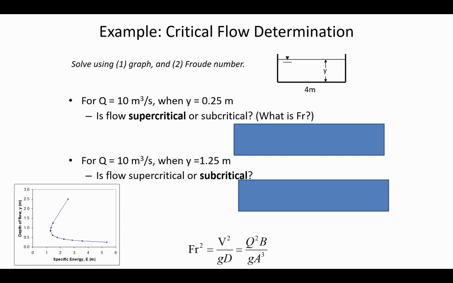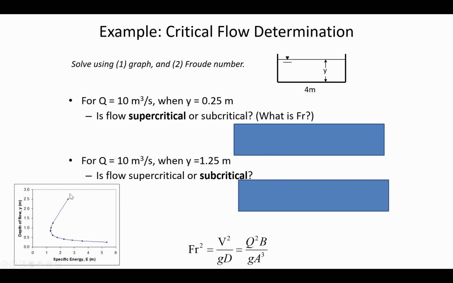All right. We've just got a little bit of time here, so I'm going to pause for a second and ask you to use the Froude number equation. Here it is. I'm going to give you a chance to calculate, if you've got a flow depth of 0.25 meters, is the flow supercritical or subcritical, and what is the Froude number? And then the same with this depth of 1.25. So calculate the Froude number of each.